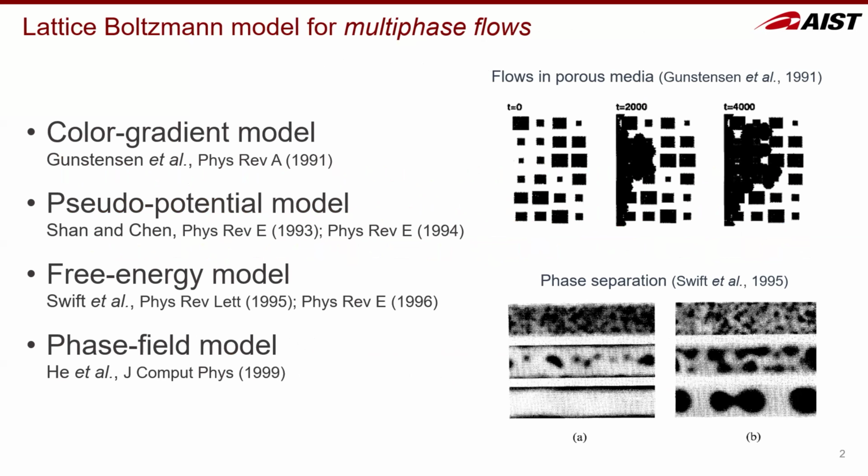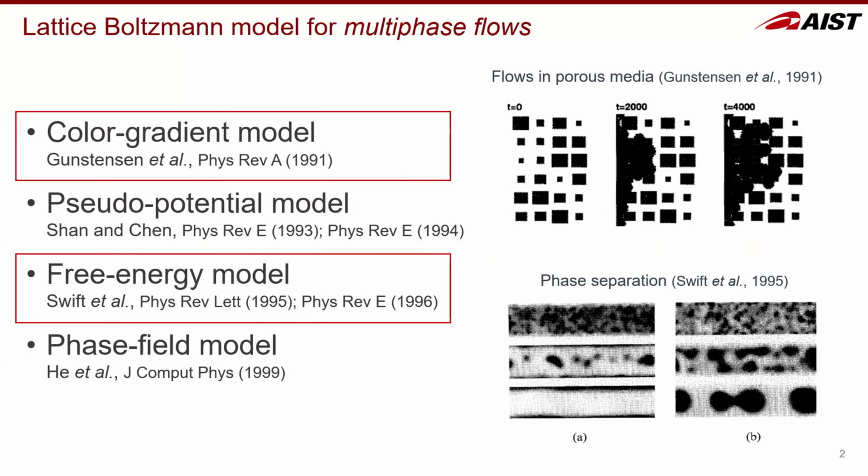As you know, there are several lattice Boltzmann models, including the color gradient, pseudo-potential, free energy, and phase field. This kind of classification is not comprehensive, but I use this kind of classification. And in this talk, I focus on the color gradient model from Gunstensen et al. and the free energy model from Swift et al.